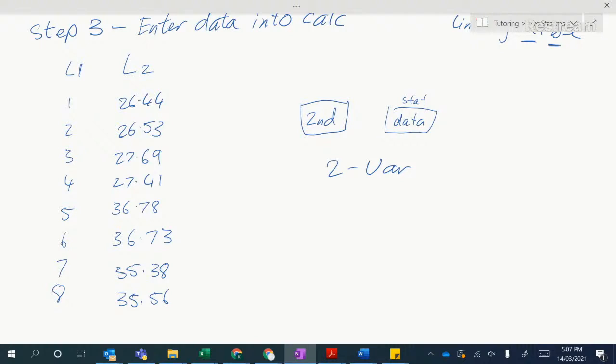Now, once you choose that, you just need to make sure your settings say that the X data is column L1 and that the Y data is column L2, because that's how we set this up. This is our X variable, this is our Y variable, or the explanatory variable and the response variable.